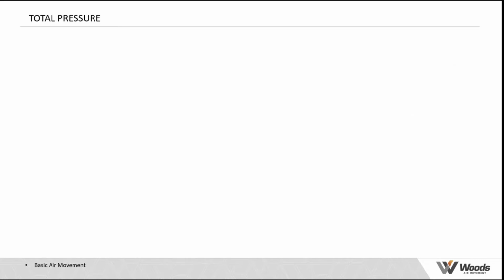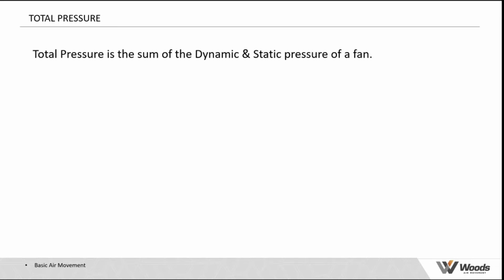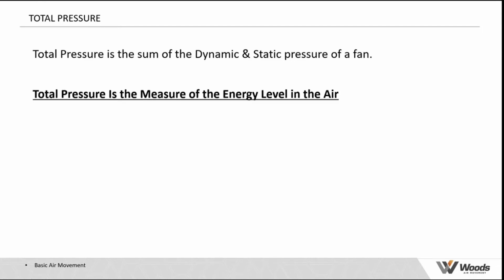The next one is total pressure. The difference between total and static pressure is something I'd like you to come away from this presentation understanding, because it does make a big difference for fan selection. So the total pressure is the sum of dynamic and static pressure, in this case of a fan, but it could be anywhere in a duct system. The important thing is it becomes a measure of the energy level in the air. Units of pascals, or newtons per meter squared, and the total pressure is the static pressure plus the dynamic pressure.